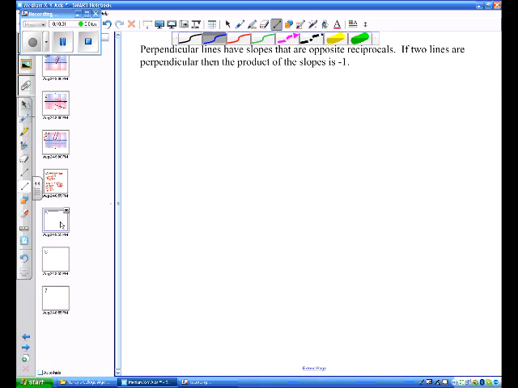The other kind of lines that we want to look at are perpendicular. Now, perpendicular lines have slopes that are opposite reciprocals. What we mean by opposite is they have the opposite sign. The opposite of a positive is a negative. Opposite of a negative is a positive. So they have the opposite sign, and then they're reciprocals of each other. And if two lines are perpendicular, then the product of the slopes is -1.